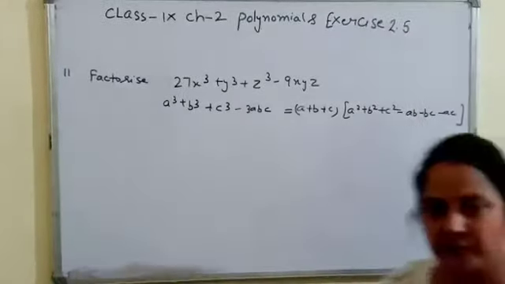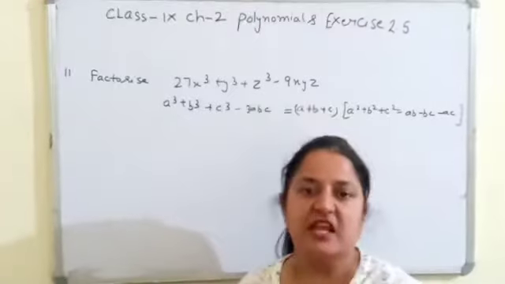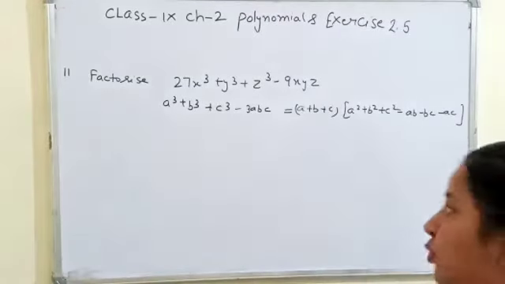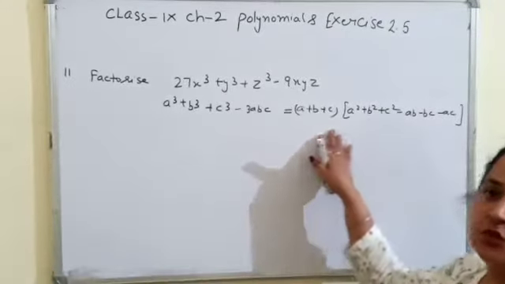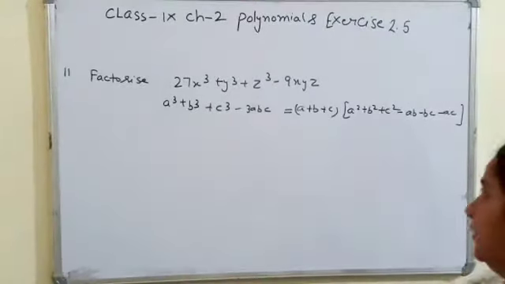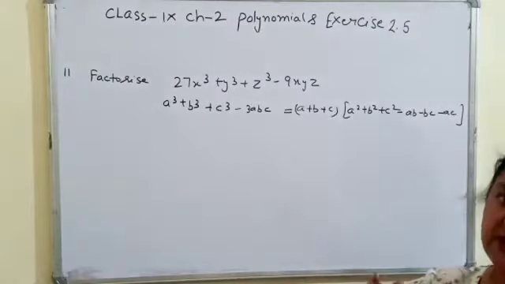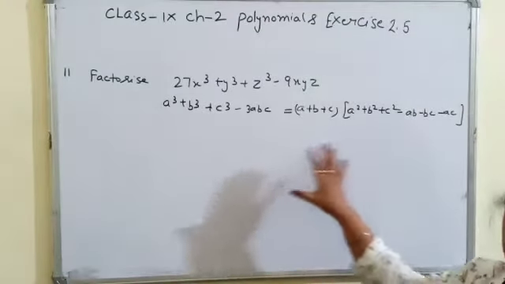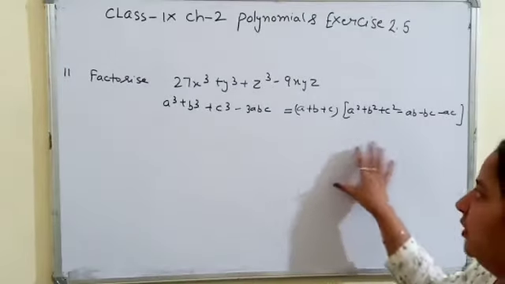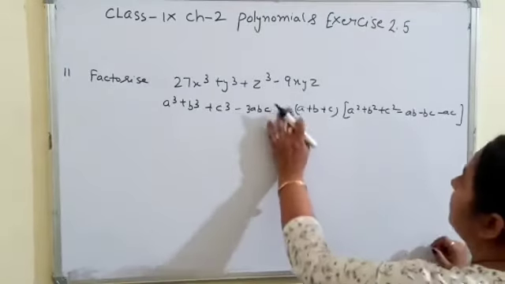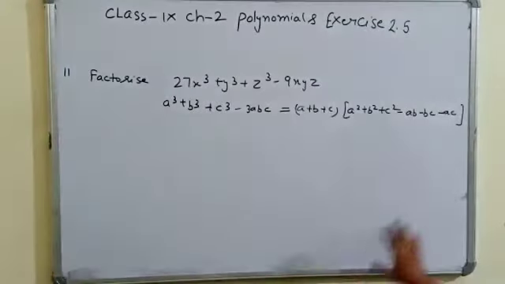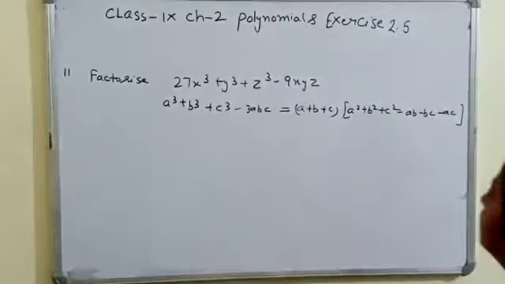So let's repeat it again. Identity: a cube plus b cube plus c cube minus 3abc will be equal to a plus b plus c into a square plus b square plus c square minus ab minus bc minus ca. In my introductory video, I have already explained the derivation of this identity too. You can check it from there. If you are not familiar with this identity, see it again. So let's apply it and see how we can use this identity.